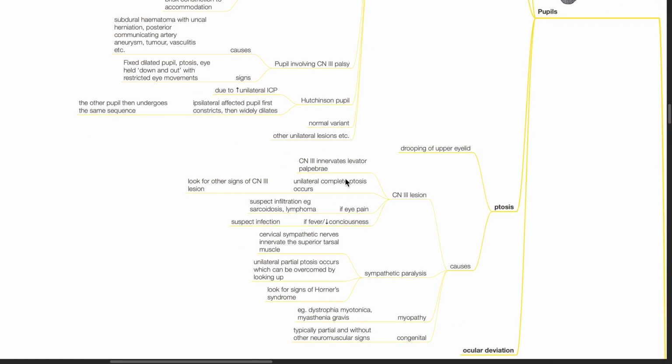Ptosis refers to drooping of the upper eyelid. Causes include cranial nerve 3 lesion. Cranial nerve 3 innervates the levator palpebrae. Unilateral complete ptosis occurs with cranial nerve 3 damage. Look for other signs of cranial nerve 3 lesion. If eye pain occurs, suspect infiltration such as due to sarcoidosis or lymphoma. If there is fever or reduced consciousness, suspect infection.